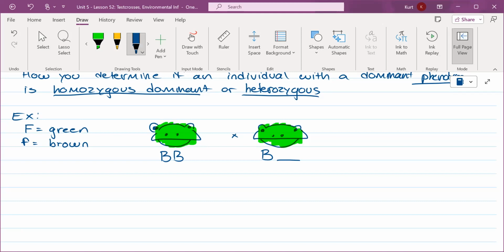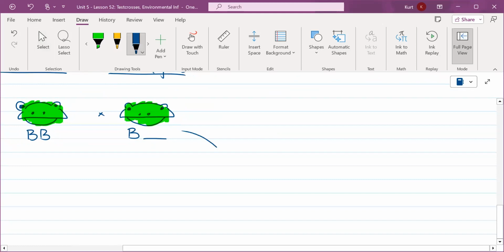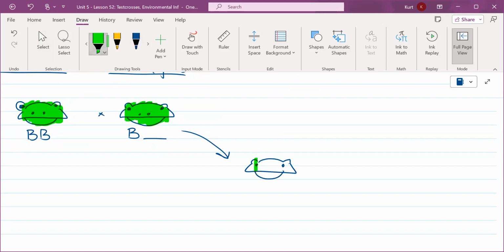Here's what we're gonna do. So I'll buy your frog if you can prove to me that it's homozygous dominant. How can he prove it? Well, you take this shady frog that I'm not so sure about, and you breed it with what? A homozygous recessive frog.